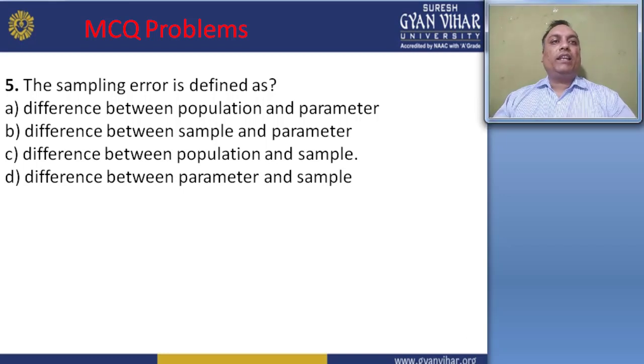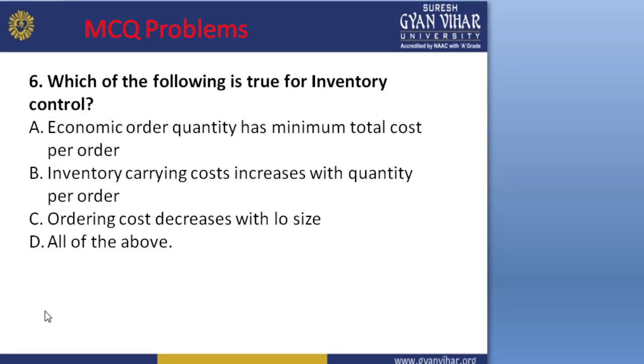And question 5: the sampling error is defined as the difference between population and parameter, between sample and parameter, between population and sample, or between parameter and sample. Sampling error always depends on the difference between population and sample. So C is the correct answer for this question. Then move to question number 6.